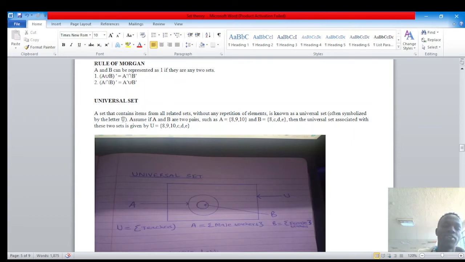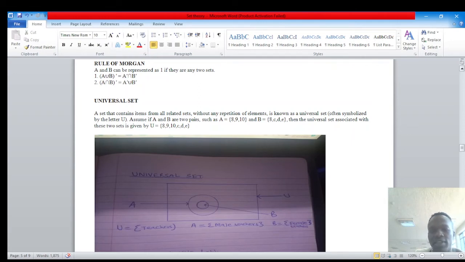This is the definition of union. Assume A and B are two sets such that set A has elements 8, 9, 10, and set B has elements 8, C, D, E. Then the universal set of these two sets is given by U. It's supposed to be open the bracket 8, 9, 10. Then B, this 8 we won't repeat because I've represented it here, so it is C, D, E, the continuation. So the universal set is equal to {8, 9, 10, C, D, E}.